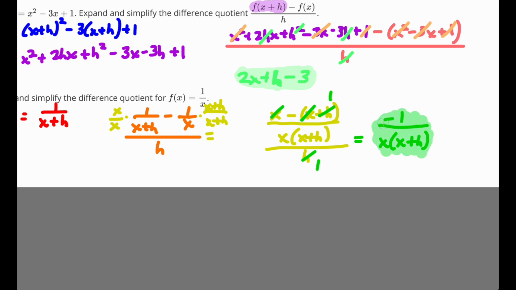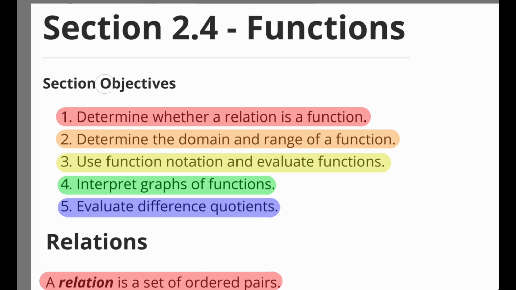So that's basically the video on functions. We did those 5 section objectives throughout this video, but if you have any questions, if you cannot do those on your own, definitely let me know. We can work on them more in class.